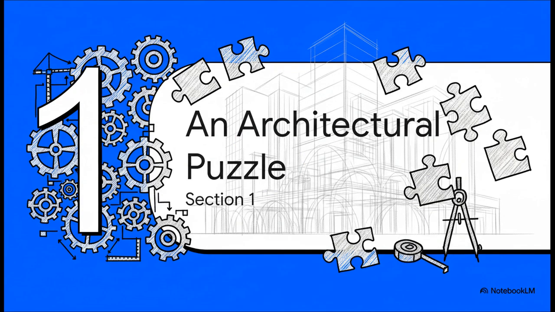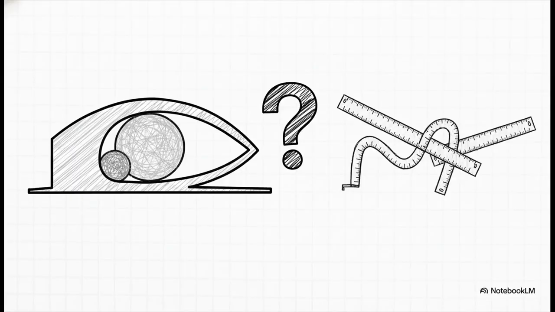All right, Section 1, an architectural puzzle. Let's really dig into what makes this building such a tricky problem to solve. So, get this. Inside that giant eye is an IMAX cinema, a massive one too. But here's the catch. The very thing that makes it beautiful, all those complex curves, is also what makes it a total headache to measure. You can't just use your standard high school geometry formulas here. It's just not going to work. We need something more powerful.